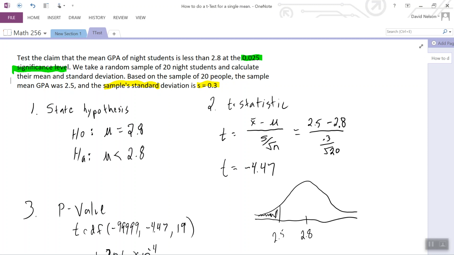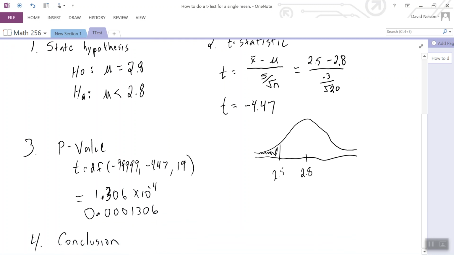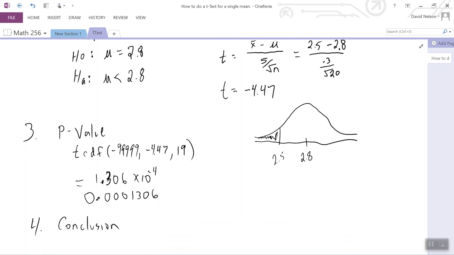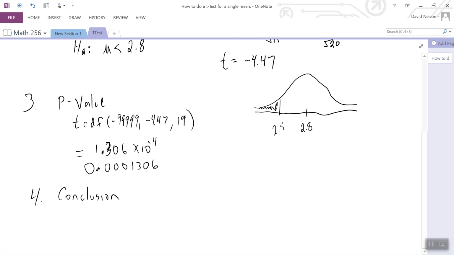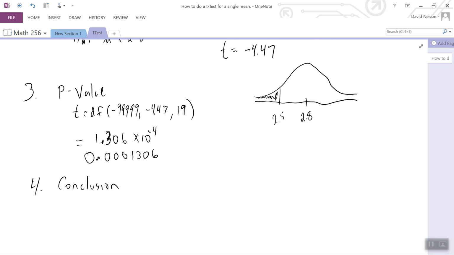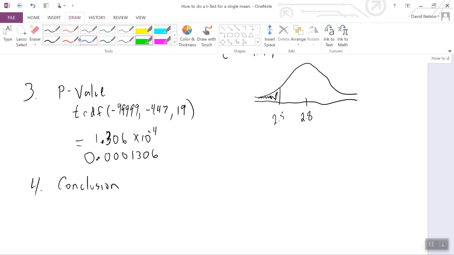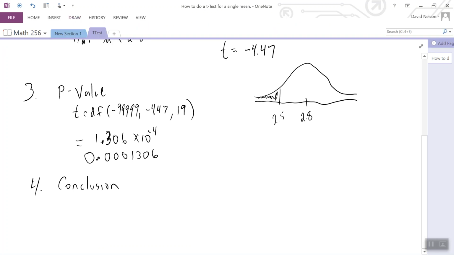So I can make my own judgment call to say that that's a really small probability, that it's very unlikely that I should get this sample mean of 2.25 if the mean for the whole population is really 2.8. Or I can just compare with my significance level, and my p-value is definitely smaller than the significance level. So because of that, we are going to choose to reject the null hypothesis. And so we should say something about that.